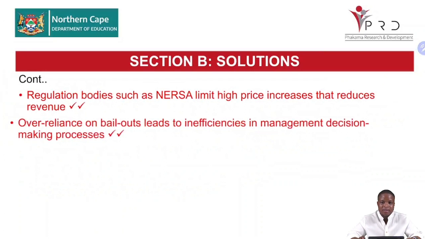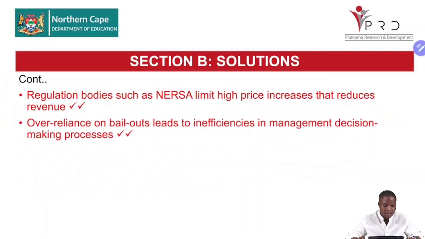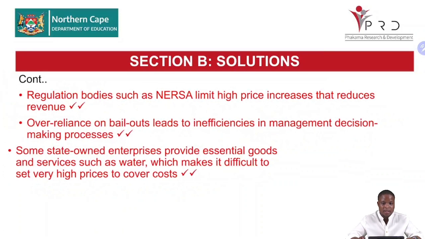Over-reliance on bailouts. They rely too much on the government to assist them. They bail them out, leading to inefficiency in management decision processes. So this will lead them to not making proper decisions because they know even if they are failing, the government will bail them out. So these are some of the reasons that we may have state-owned enterprises not making economic profit.